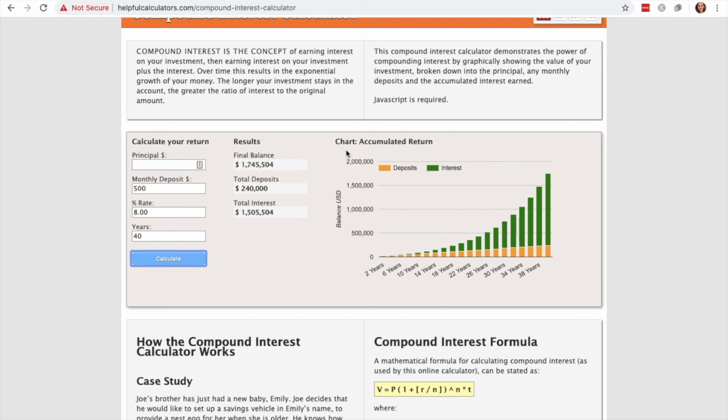You can see through this chart that by year 40, you have made $1.5 million in your interest alone. Your final balance is close to $2 million just by increasing your monthly deposit from $300 to $500. So in summary, I hope that this explains compound interest in a simpler, more visual explanation.